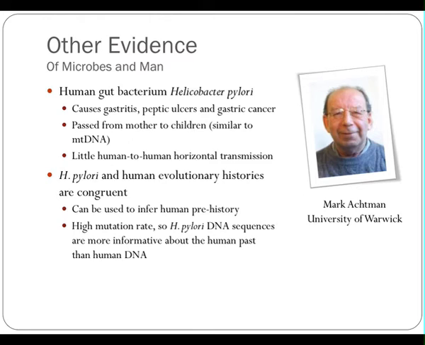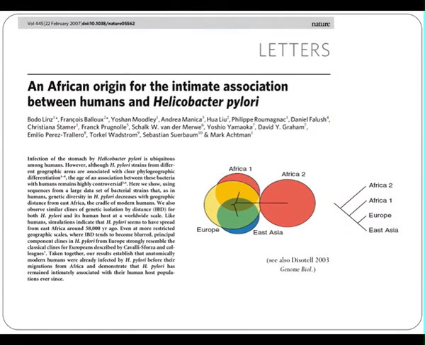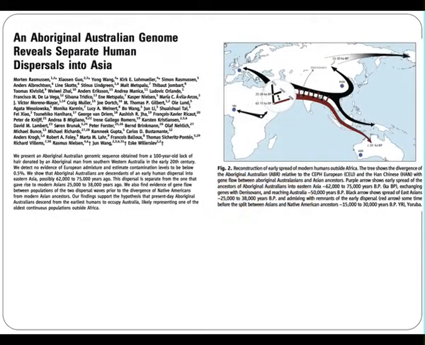And what he found was that the H. pylori and human evolutionary histories were congruent. Also that you get this high mutation rate, so that the H. pylori is changing probably more quickly than the human genome. And what he found was that there was evidence for this African origin, because the deepest branches within the H. pylori phylogenies were also in Africa, and that Europe and East Asia were much less diverse than other lineages.